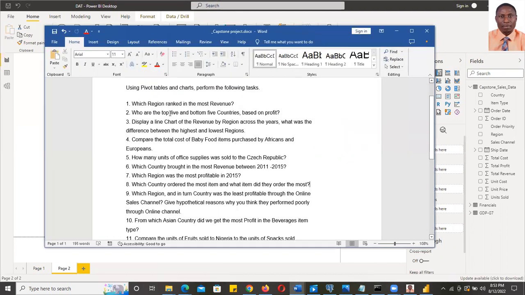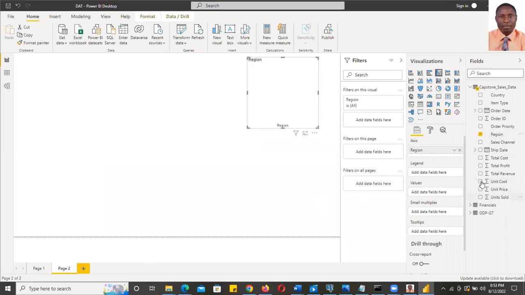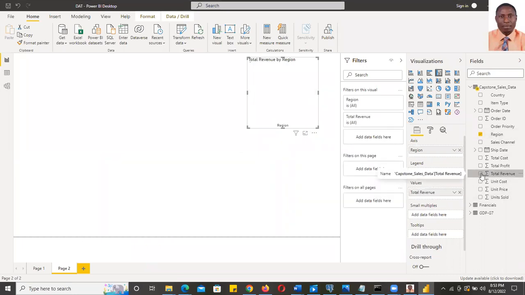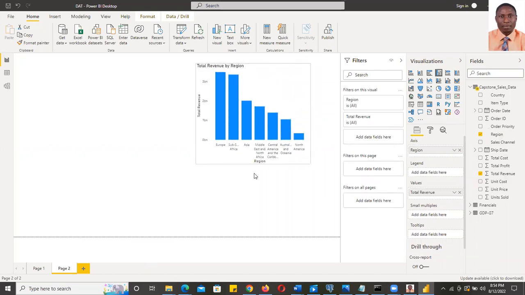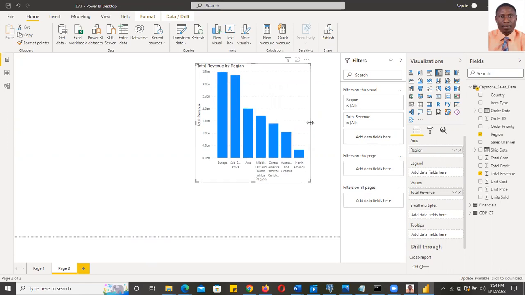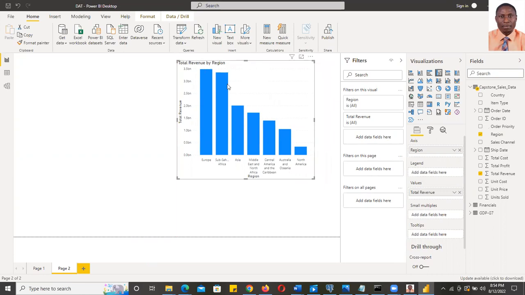the question says, region ranked in the most revenue. So we are selecting the region and the revenue. So this is the region, we have the region here, and we have the revenue. Region on the x-axis and revenue on the y-axis.